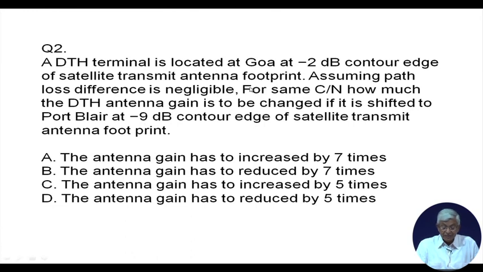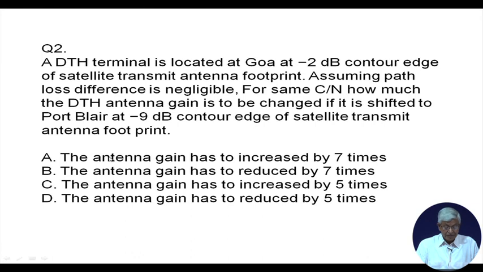What is asked is that you try to maintain the same C by N both at Goa and Port Blair, but the losses will be more because the signal is reduced. To keep the C by N the same, how much should the receive antenna gain, that is the DTH antenna gain, be changed?